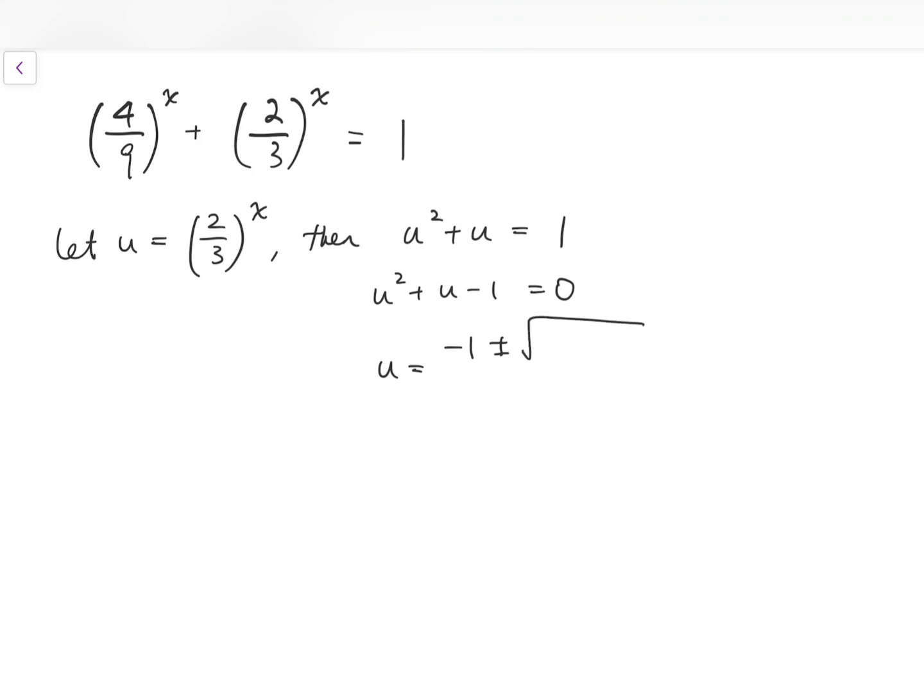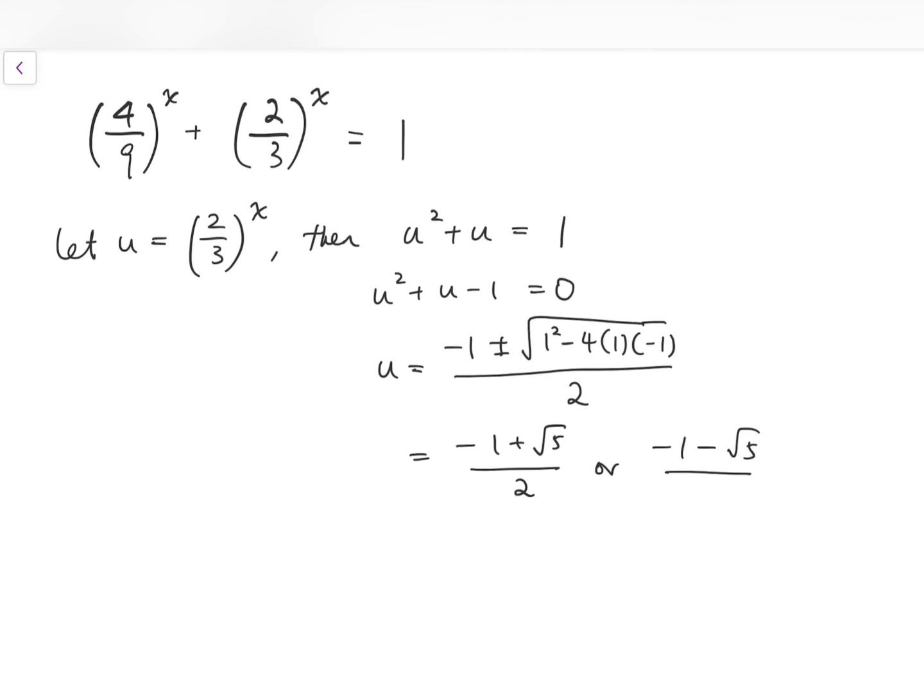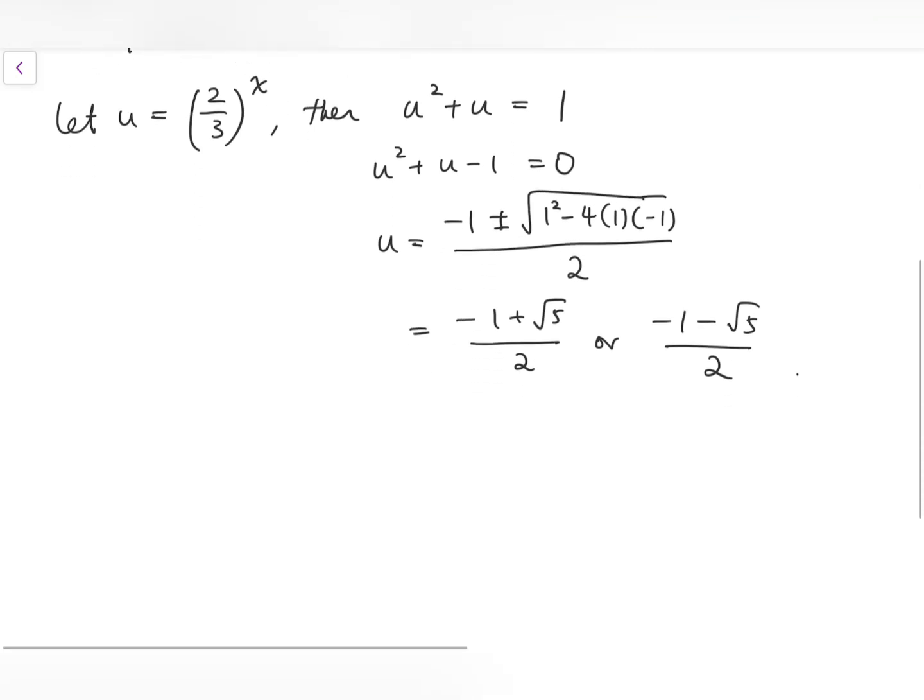So u equals minus 1 plus or minus the square root of 1 squared minus 4 times 1 times minus 1, all divided by 2. So we have two solutions, either minus 1 plus root 5 over 2, or minus 1 minus root 5 over 2. And then we have two cases. The first case is that 2/3 all to the power x equals minus 1 plus root 5 over 2, and the other is that power equals minus 1 minus root 5 over 2.